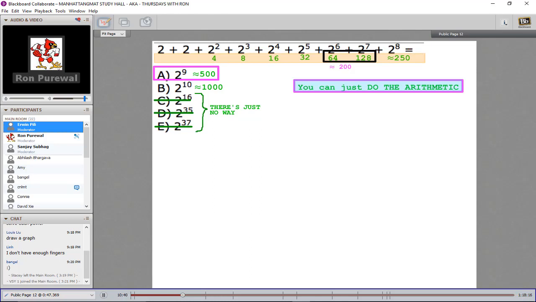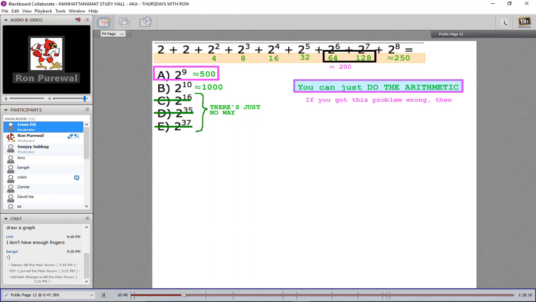If you got this problem wrong, then one of two things is true. Either you were thinking of these as just random symbols instead of numbers, and so you didn't even think about that. Or the other thing is you talked yourself out of doing this sort of solution.